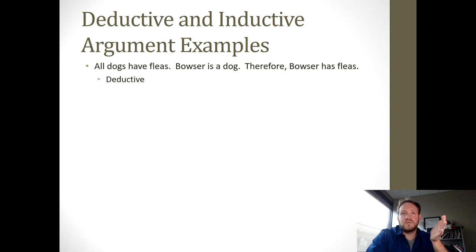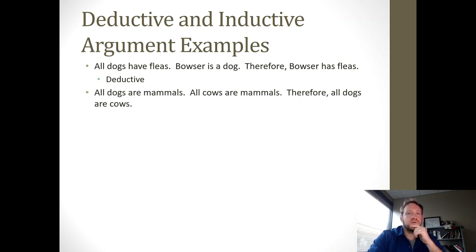The problem with this argument is not in its structure. It's a valid argument, we say. It's that the first premise is false. It's not true that all dogs have fleas, right? And so the deductive conclusion can't follow because of that. But structurally, it's an absolutely guaranteed conclusion with this argument, right? So it's deductive. What about this one?